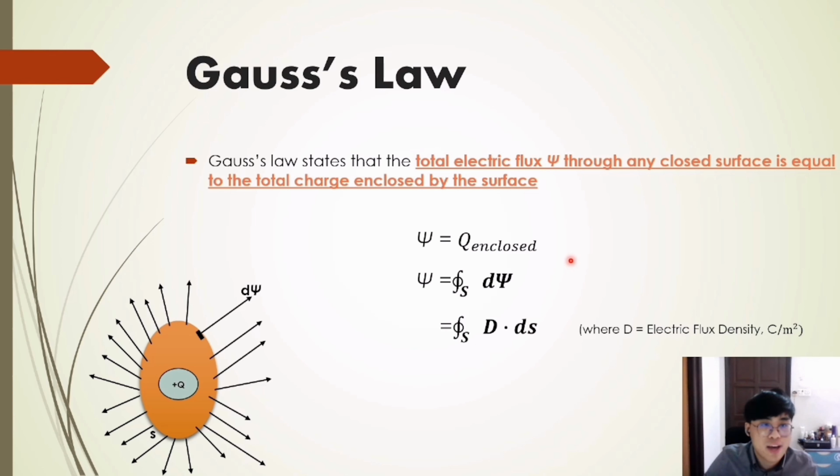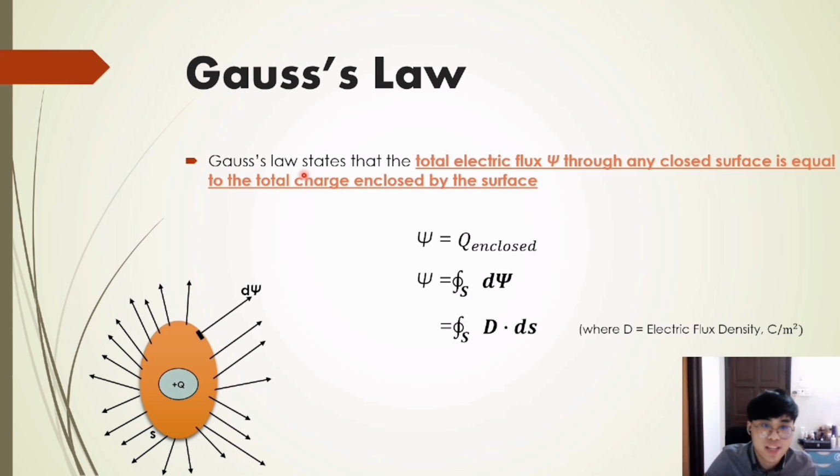Hello guys, now I'm going to present the derivation of Gauss's law. As mentioned just now, Gauss's law can also be defined as the total electric flux through any closed surface equal to the total charge enclosed by the surface. Thus, in mathematical form, it looks like this. The term on the left represents the total electric flux through a closed surface, and the term on the right represents the total charge enclosed by that closed surface.